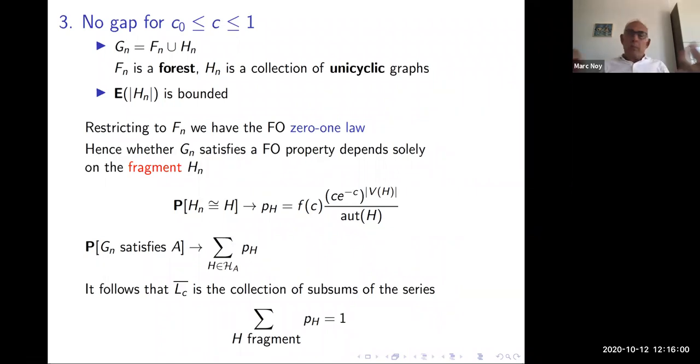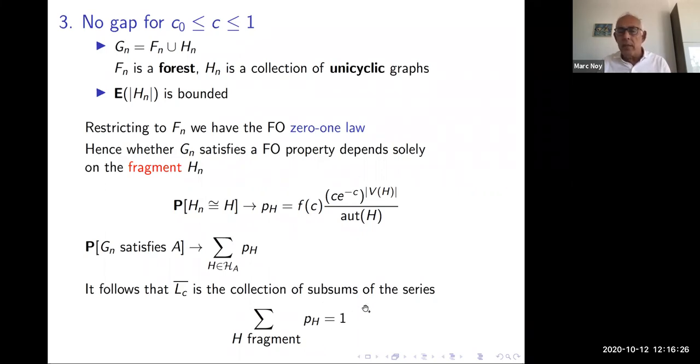This is not difficult. You have to write it down, and this is in our paper, which is available as an archive file. But at least now we have a description of this set, which is the thing we are interested in. These pH are well defined. For every fragment, you can compute this pH. You take this series, which is convergent, and the sum is equal to one.